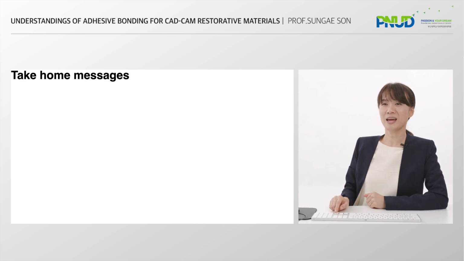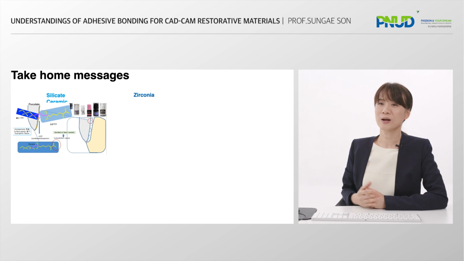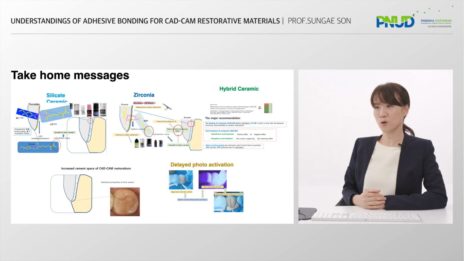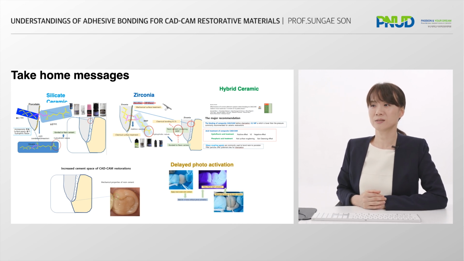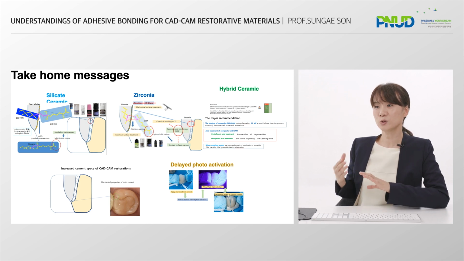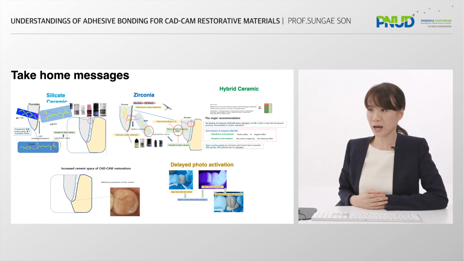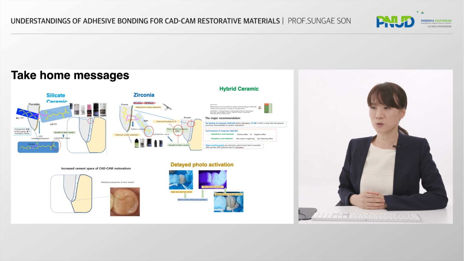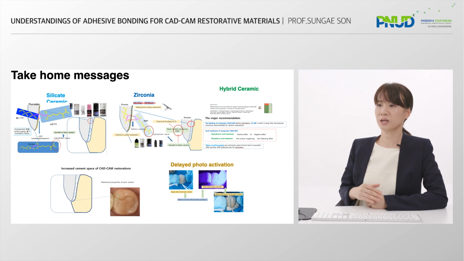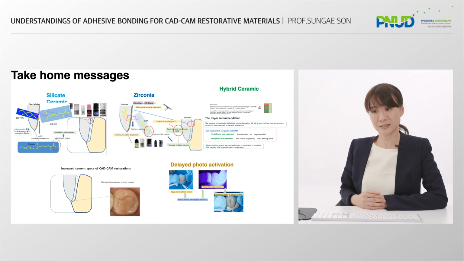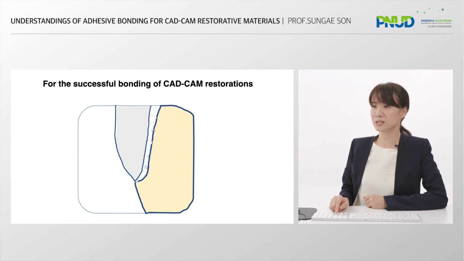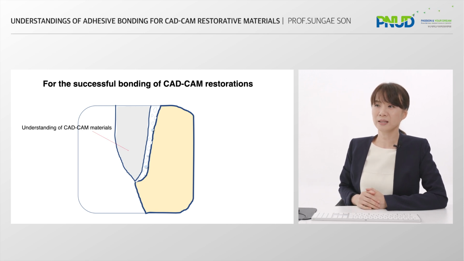In summary, today we talked about the bonding for silicate ceramic, zirconia block, and hybrid blocks. Moreover, we must remember the increased space between the cement and the tooth due to the milling procedures of CAD-CAM restorations. We must also remember the importance of delaying photo activation to reduce the shrinkage of polymerization in resin cement.